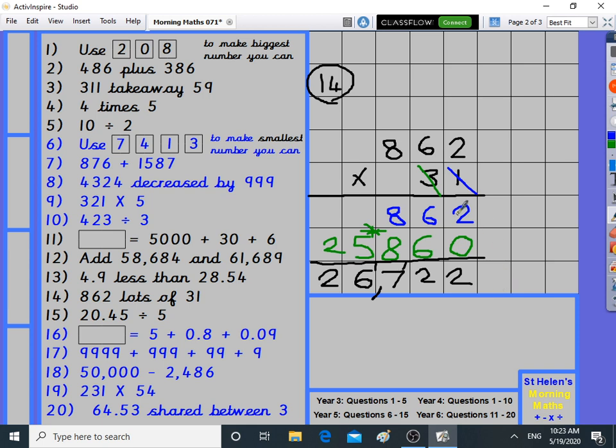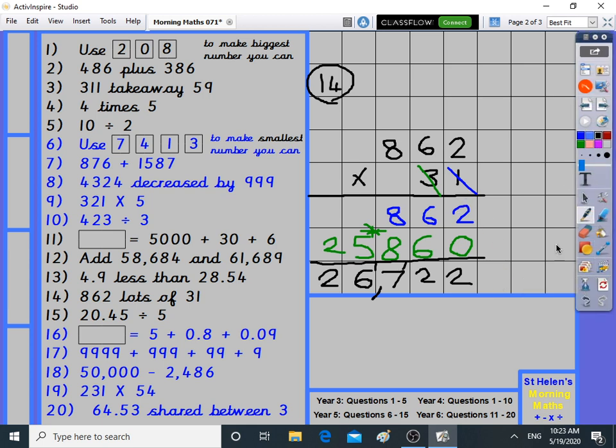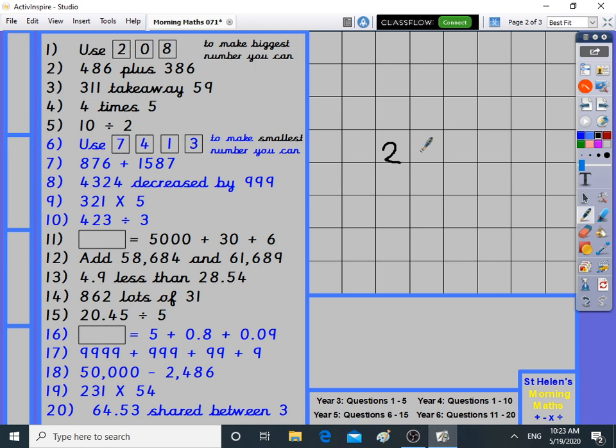26,722. And we're on question 15. Decimal division on the bus stop. I think I might be able to estimate this one in my head. I think it's going to be 4.09, I think. Let's see what the bus stop says. 5 into 2 is 0, carried a 2. 5 into 20, 5, 10, 15, 20 is 4.